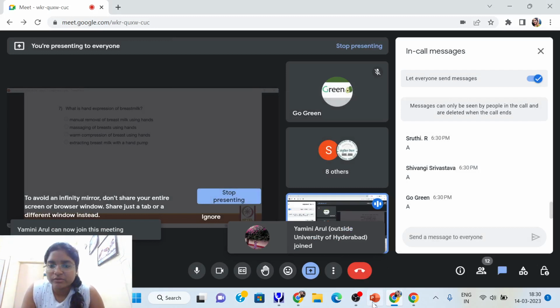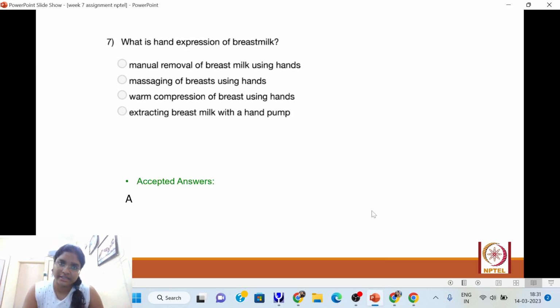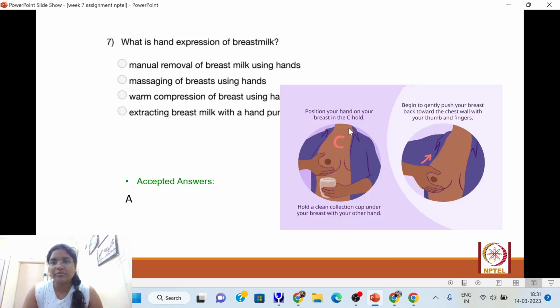Okay, let's see what is the correct answer to this question. I think everyone has answered it. It is A. Manual removal of breast milk using hands is called hand expression of breast milk. Here you can see, position your hand on your breast in the C fold. This is the C fold. Hold a clean collection cup under your breast with your other hand, and then begin to gently push your breast back towards the chest wall with your thumb and fingers. This is how you can remove the breast milk using your hands, and this is known as hand expression of breast milk, right?